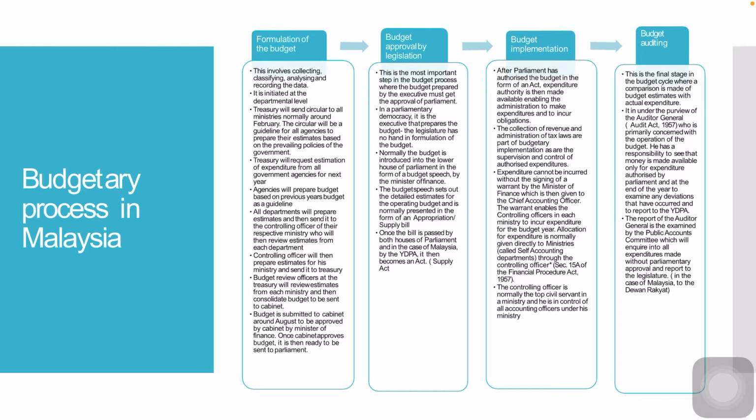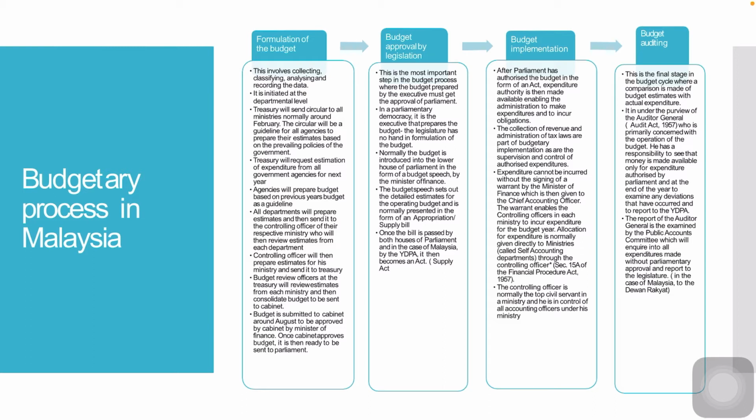So next, proses nombor 2, budget approval by legislation. This is the most important step in the budget process because the budget prepared by the executive must get the approval from the parliament. So yang ni lah yang berlaku minggu lepas. So in the parliamentary democracy of Malaysia, it is the executive that prepares the budget whereby the legislature has no hand in the formulation of the budget. Sebab tu kita ada Dewan Rakyat.